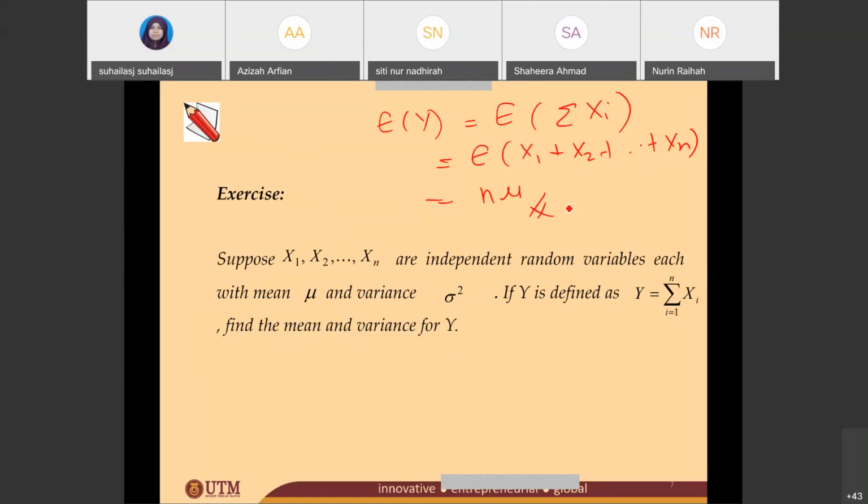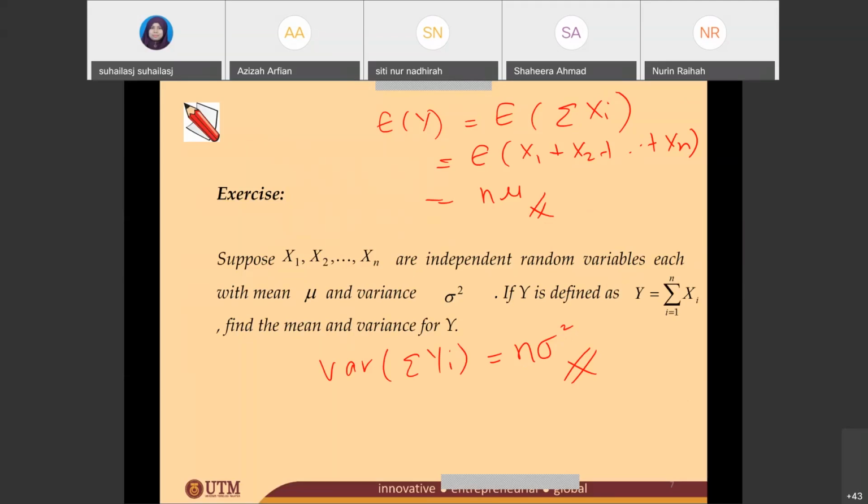Okay, variance pun the same thing. So variance Y. Sama je. Okay, so you have variance X1, variance X2, variance Xn. So all together n sigma square. Okay, so that is how we use the properties if we have a linear function. Okay, linear function of random variable. Okay, so itu basically that one dia punya properties dia.